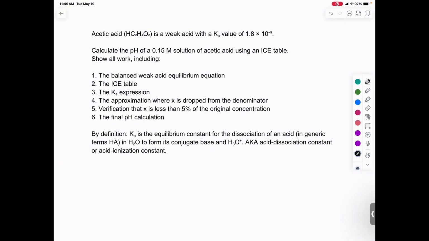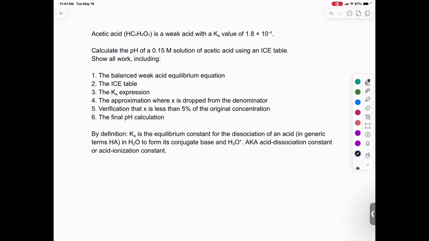We also look at buffers, acid-base neutralizations, where we may have a strong acid, weak base, or strong base, weak acid, and we need to do some ICE table work. ICE simply means initial, change, equilibrium, and it helps students set up the math, so to speak, in these particular types of questions.